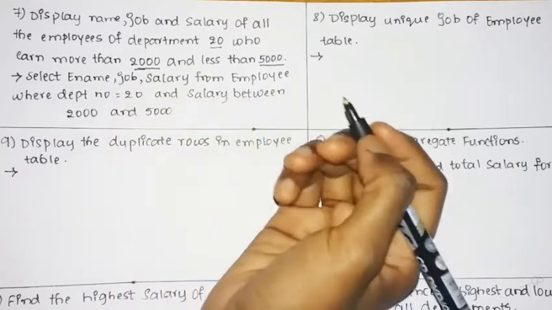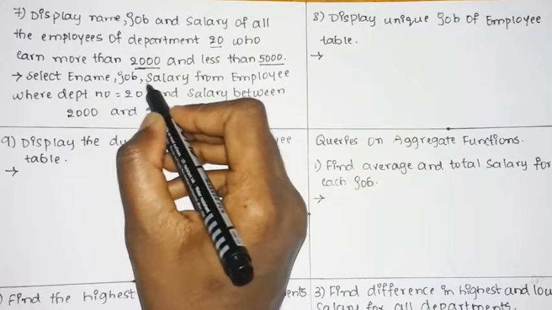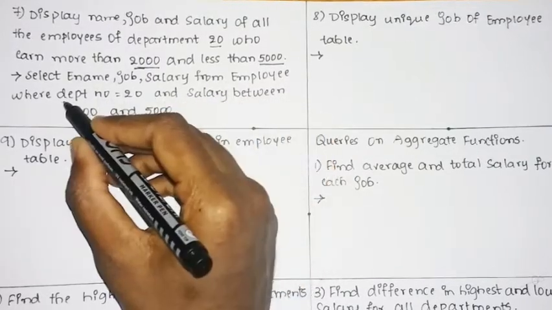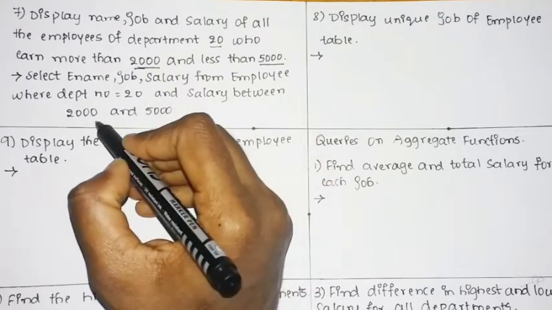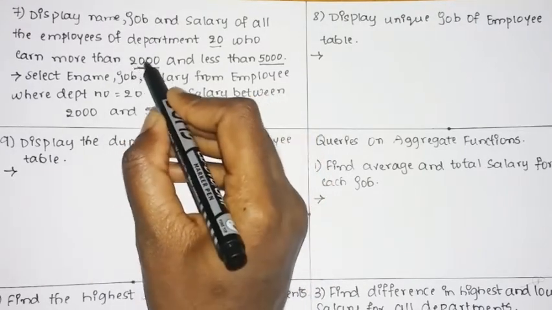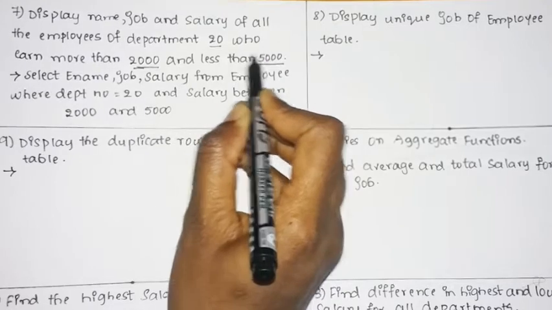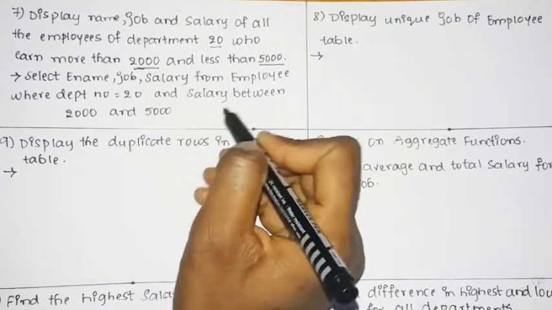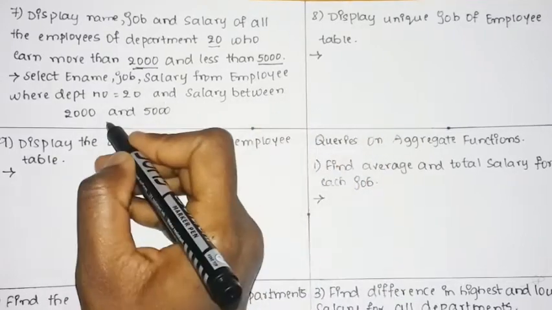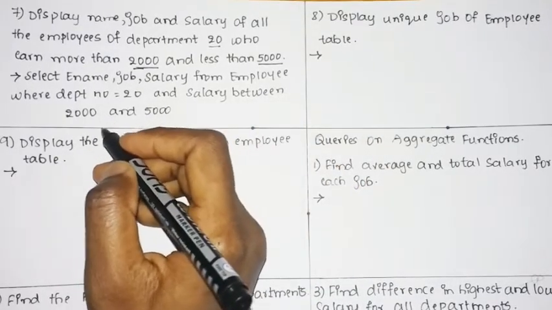So this is the query. You need to select the employee name, job, salary from the employee table where department number equal to 20 and the salary should be between, because it should be more than 2000 and less than 5000, which means it lies within the range 2000 to 5000. So you are going to use a between clause: between 2000 and 5000.